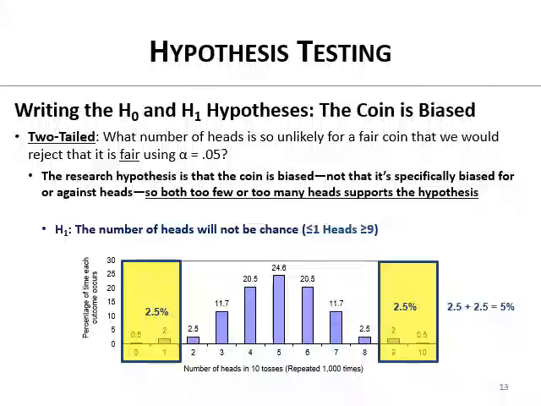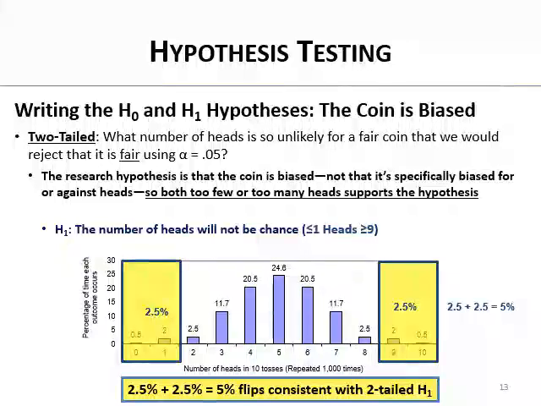So that corresponds to that lower 2.5 and that upper 2.5% total is 5% of the time. You would expect that to happen just by chance. If we land in one of those two regions, we are going to say, yeah, this coin is biased. Gets too few heads or too many heads. So that is the 5% that is consistent with a two-tailed alternative hypothesis.